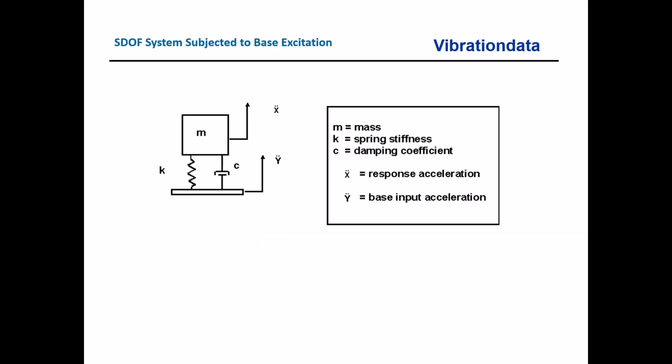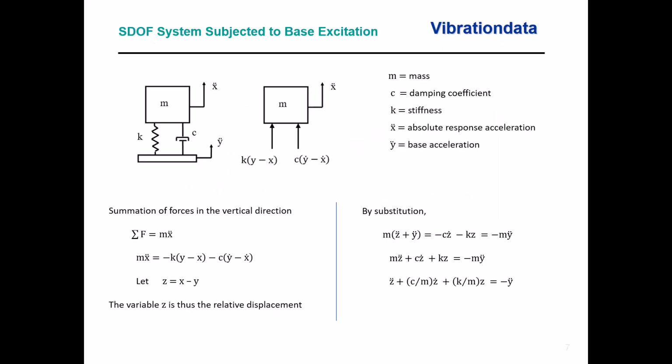So let's take a look at a spring mass model, single degree of freedom. We have mass m, and Hooke's law gives us the stiffness k. We have a dashpot with viscous damping coefficient c. We've got y double dot for the base acceleration and x double dot for the absolute acceleration of the mass. And the goal is to derive a governing equation of motion for the system and then solve it.